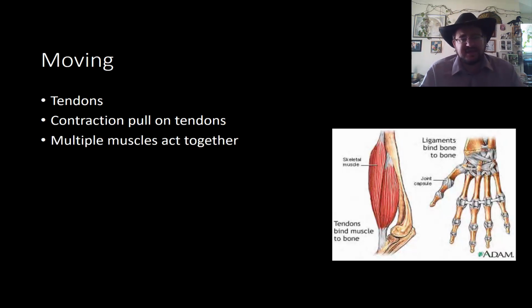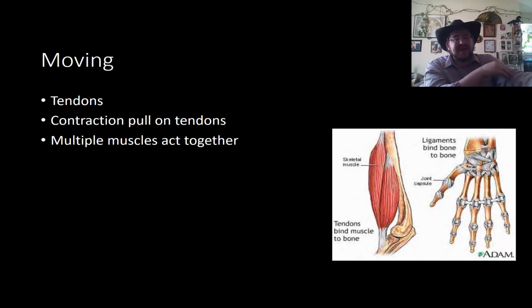Multiple muscles act together. Very rarely in the body do you have one muscle being the only thing that moves that joint. So when we talk about moving a joint, we're generally talking about multiple muscles acting together to move a joint. So if I'm referencing moving my forearm, flexing my arm and flexing my radius and ulna there, flexing my elbow joint, that is the proper terminology.